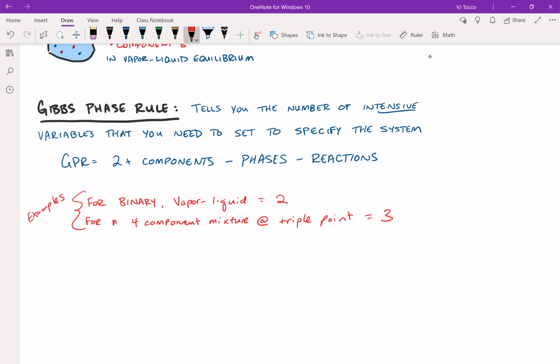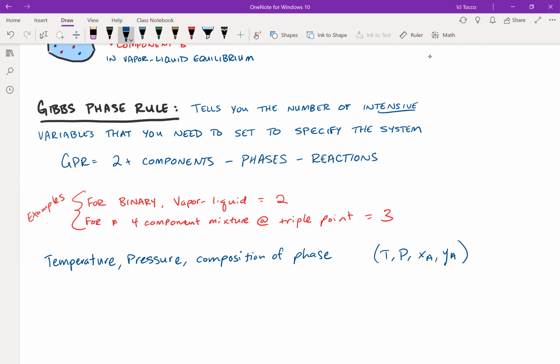So for these types of systems, the choices for intensive variables are temperature, pressure, and composition of each phase. Therefore, for my binary vapor-liquid example, my choices for variables are T, P, XA, and YA. By extension, you could also say XB and YB, but if XA is known, then XB is also known. So I can't specify XA and XB, for example, and claim that Gibbs phase rule is set.